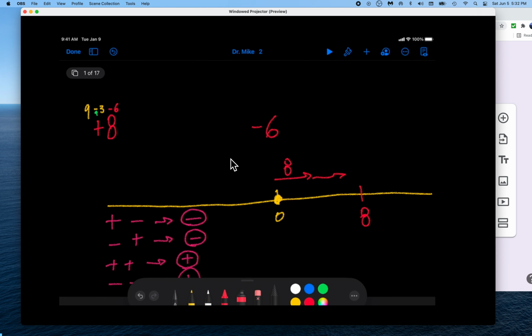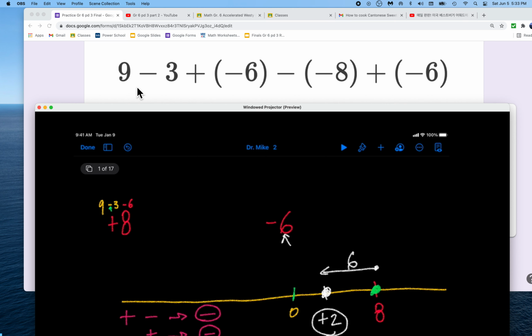Next sign is a negative. Means we're going to face this way. How far are we going to go? 6 units that way. Here's our final spot, right there. So all of this, ladies and gentlemen, reduces to positive 2. That's your final answer.